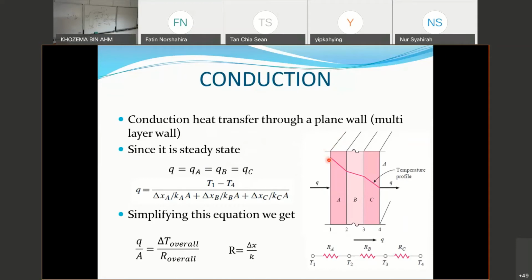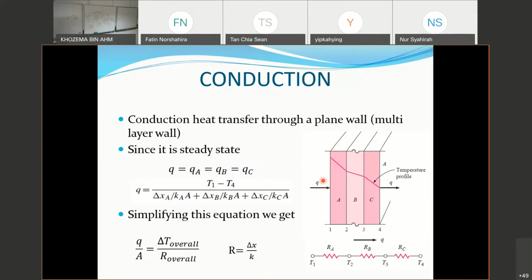So for example, you have a wall made up of material A with a certain thickness, material B with some thickness, and material C with a thickness. In this case, we are still saying that it is under steady state. When we say that it is under steady state, it means that there is no accumulation of heat in the wall. If we say that, then we can make this equation, meaning that Q total, Q from point 1 to point 4, is our Q total.